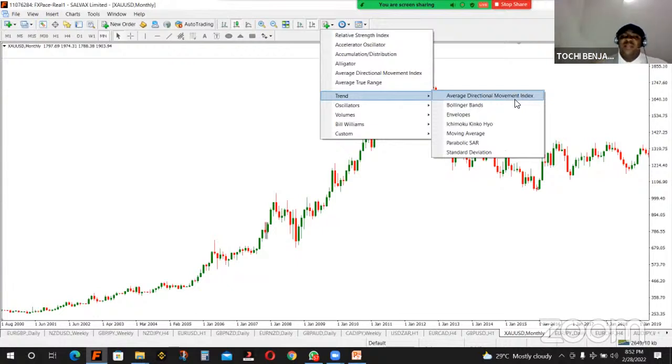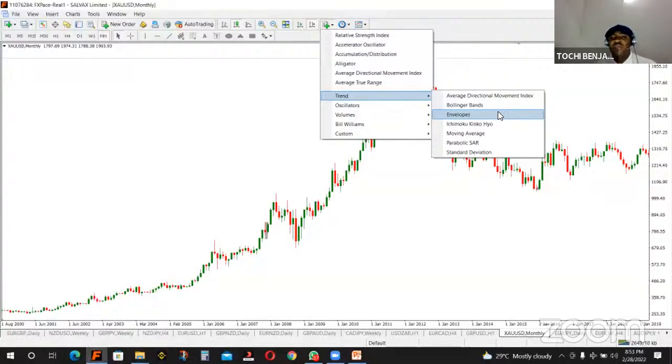You have Bollinger Band, it will be on your chart. You have envelopes, Ichimoku Kinko Hyo, moving average, Parabolic SAR, and standard deviation, all on the chart. But of all these things, we have chosen the indicators that you need to be successful in this market.